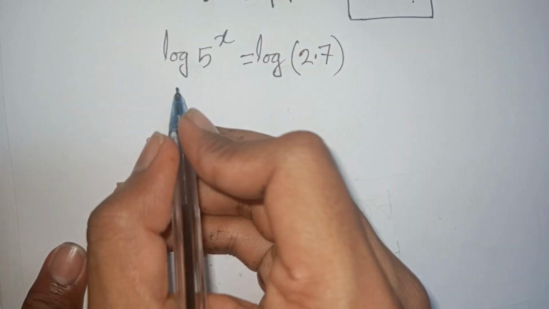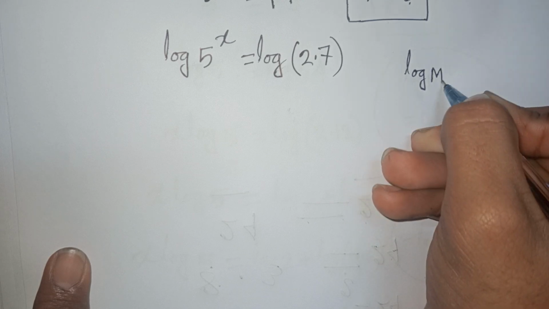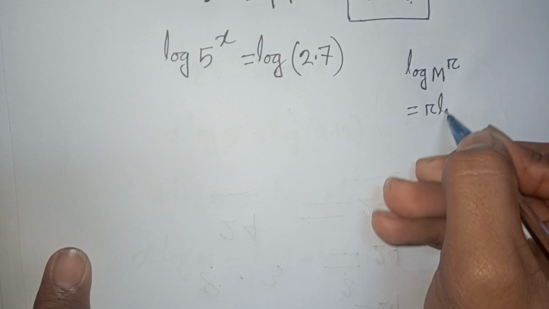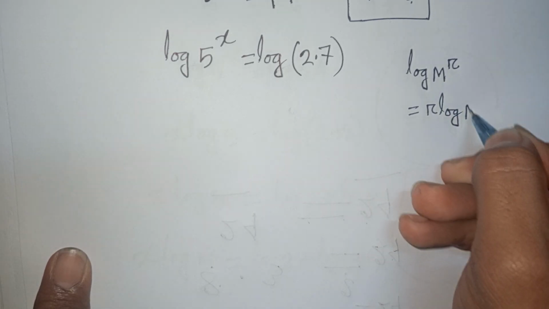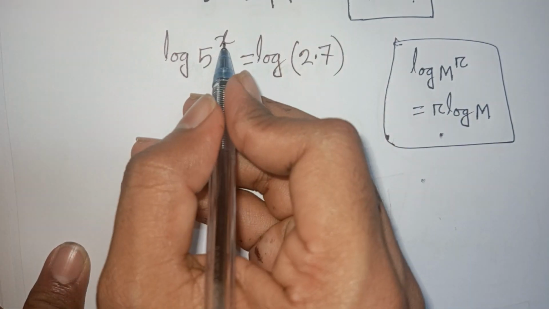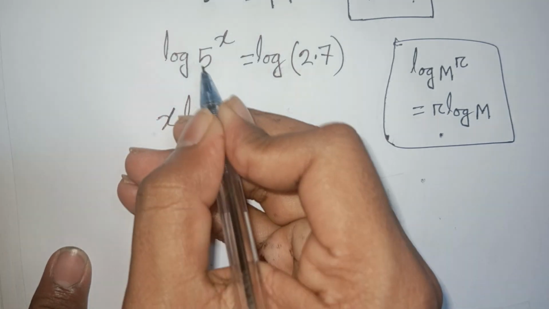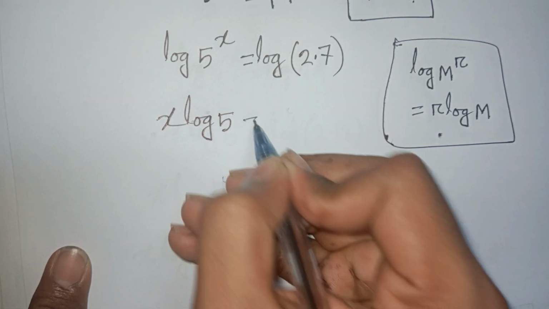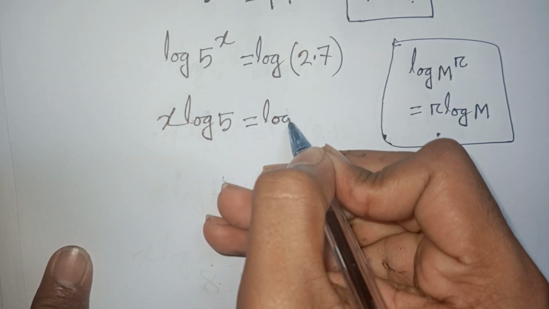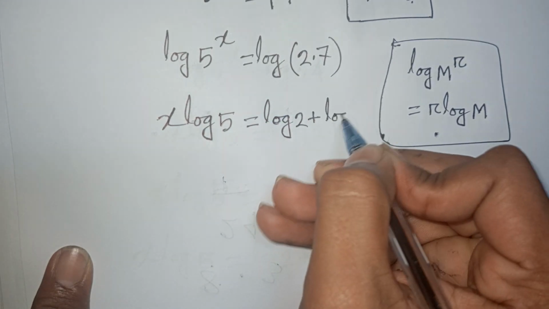Now here you can apply the rule that log m^r is equal to r log m. That means this power r will move to the front. So this power x will move to the front. It will be x log 5 is equal to log of 2 times 7. That means it will be log 2 plus log 7.